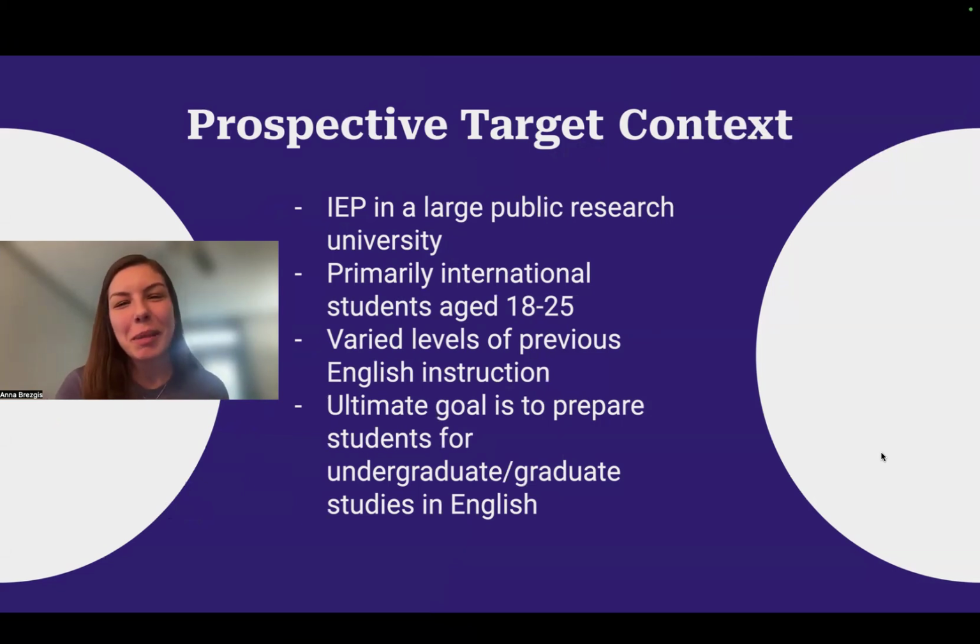All right. So my prospective target context is an IEP in a large public research university, and my students are primarily international students aged 18 through 25. In their background, they have had varied levels of previous English instruction. Maybe some people have had private lessons, maybe some people have just learned from consuming English language media. But the ultimate goal, regardless, is to prepare students for undergraduate or graduate studies in an English language institution.